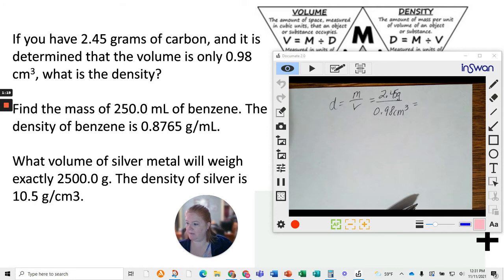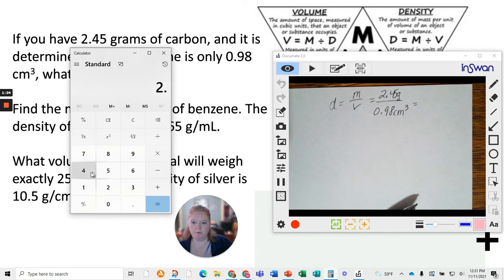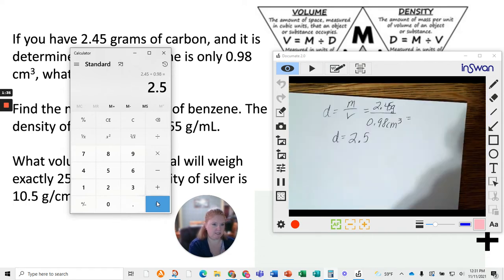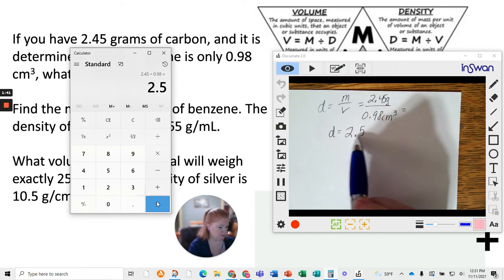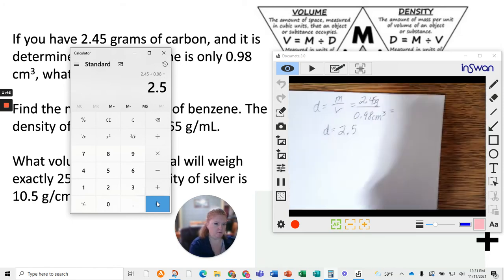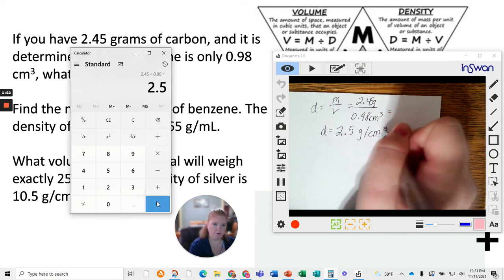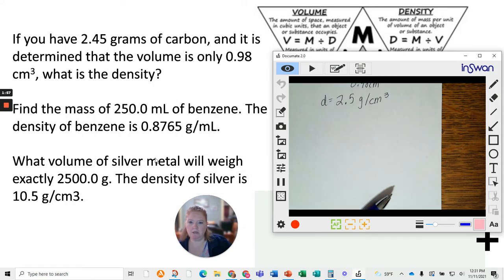So I just need my calculator and I plug these numbers in. 2.45 divided by 0.98 equals 2.5. Now let's check significant figures. 1, 2, 3 significant figures. 1, 2. My answer has 2. Perfect. Now I just need units. For the units, I have nothing to cross out, so it's just grams per centimeter cubed. Okay, easy enough. Let's shrink the calculator and look at the next one.